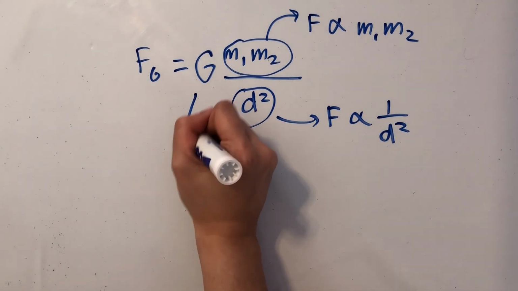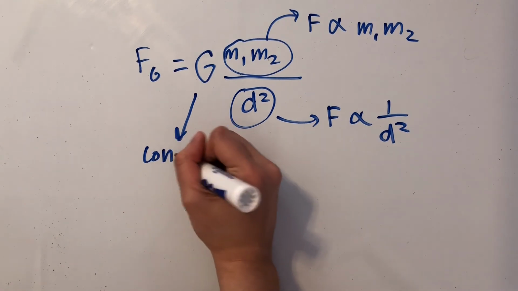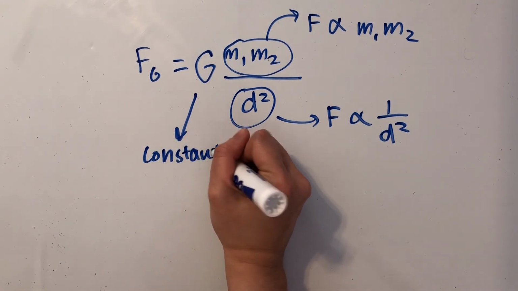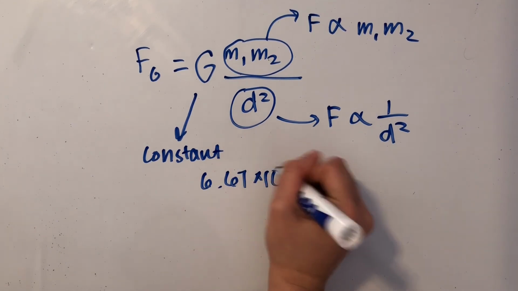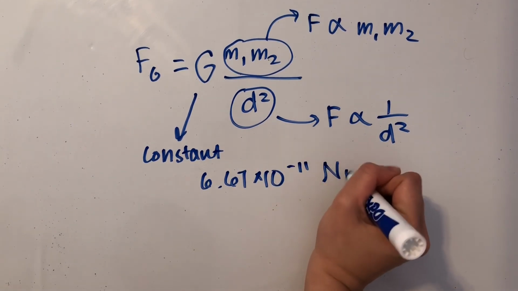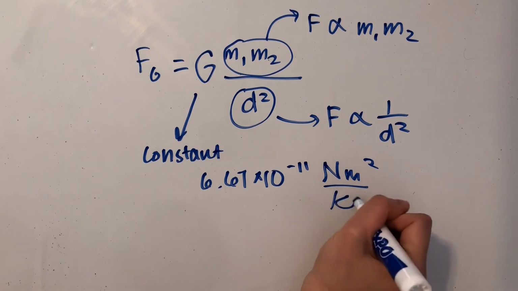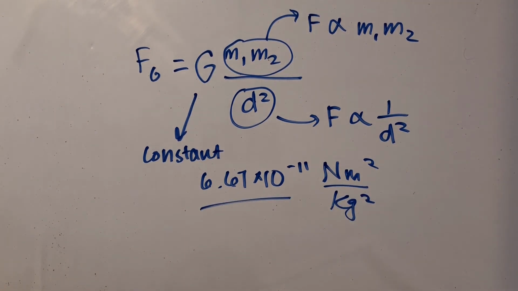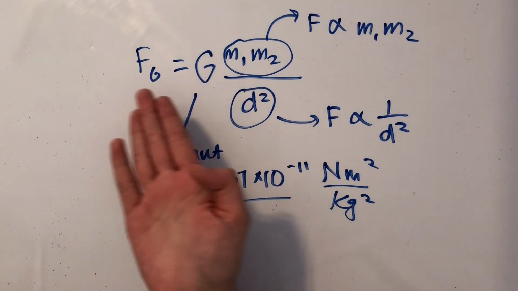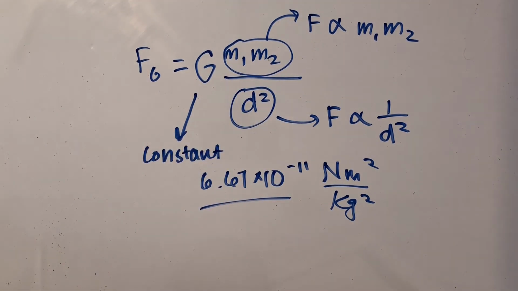And so this constant is just a number, and it's a very small number. It's equal to 6.67 times 10 to the negative 11 Newton meter squared over kilogram squared. And typically you won't have to memorize this because they'll just give it to you on an equation sheet or something, but it's just a number that's going to be used in calculations involving this universal law of gravitation.